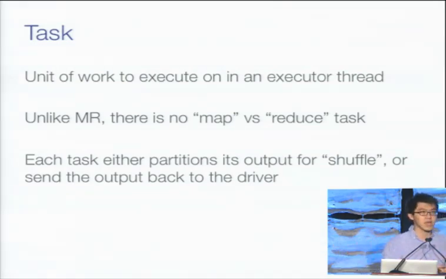And the other one is what we call a shuffle map task. You don't really have to remember the name, but it's just to tell you a little bit of how things work under the hood. A shuffle map task will partition the output of the task into mini blocks for shuffling.